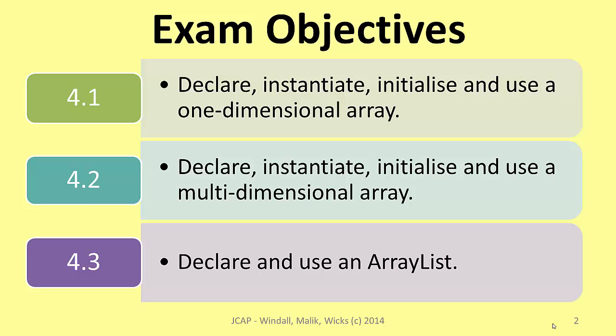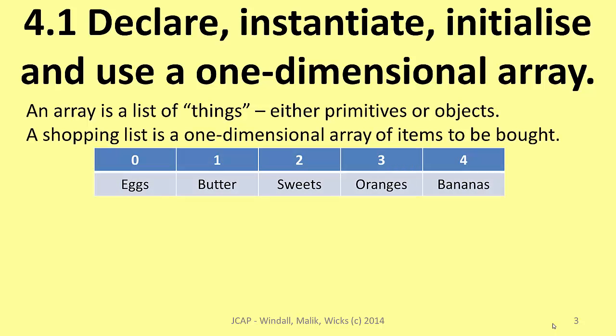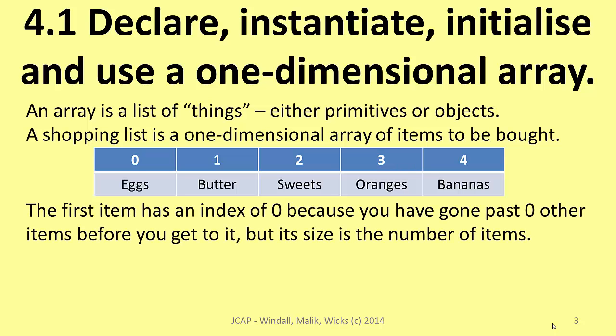So let's get started. With one-dimensional arrays, an array is just a list of things, either primitives or objects. So for example, a shopping list is a one-dimensional array of items to be bought. Eggs, butter, sweets, oranges and bananas. In this case, there are 5 items, so the size of the array is 5. But the first item in the array is numbered 0, because you've gone past 0 items to get to the eggs. To get to butter, you need to go past 1 item. To get to sweets, you need to go past 2, and so on.